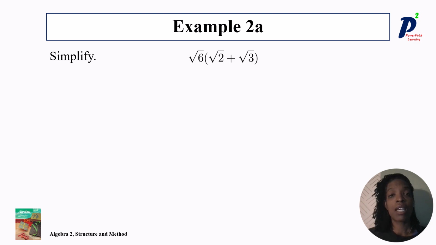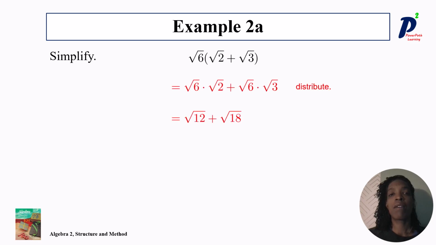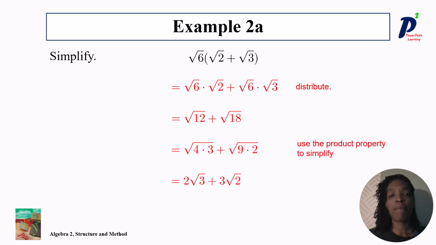Okay, so in this example, the first thing I'm going to do is distribute my radical 6. Okay, very good. Now that I have rad 12 plus rad 18, I'm going to use the product property to simplify, and I get 2 radical 3 plus 3 radical 2. Now, since there are no more like radicals to combine, I'm finished.